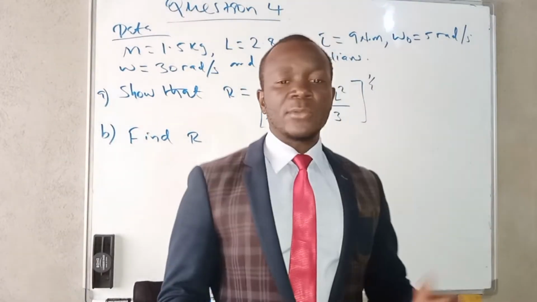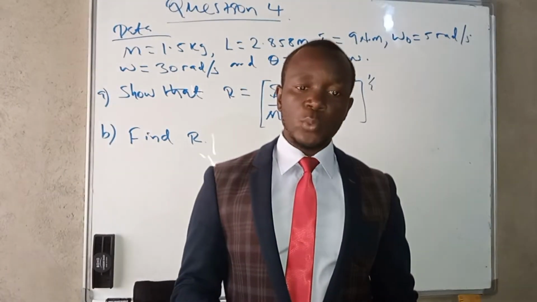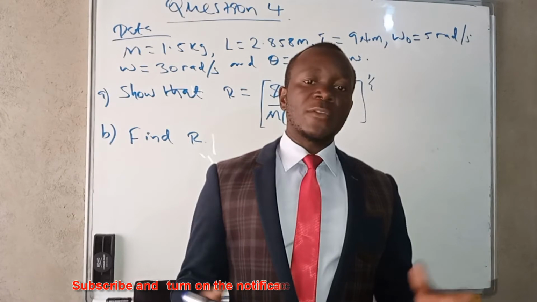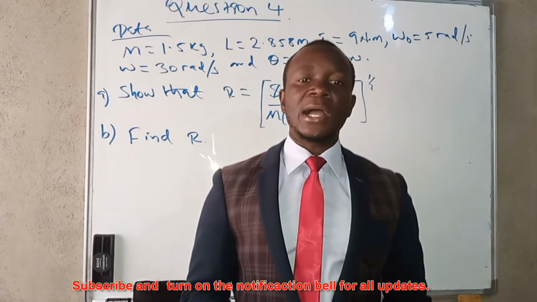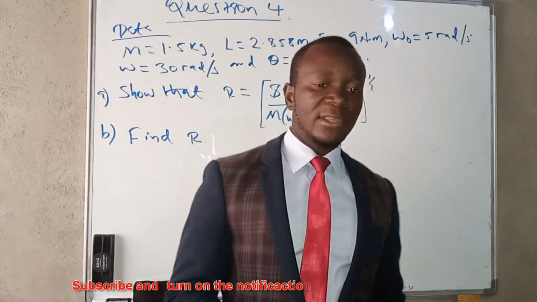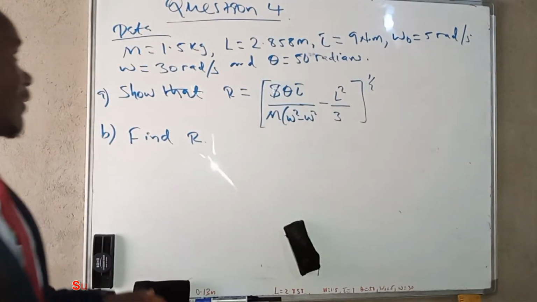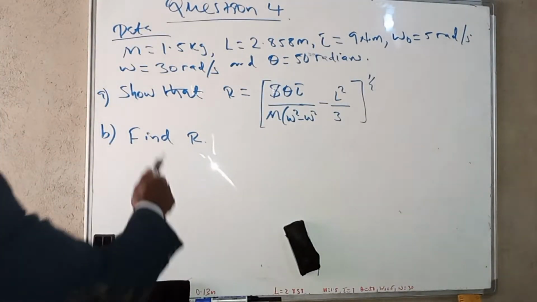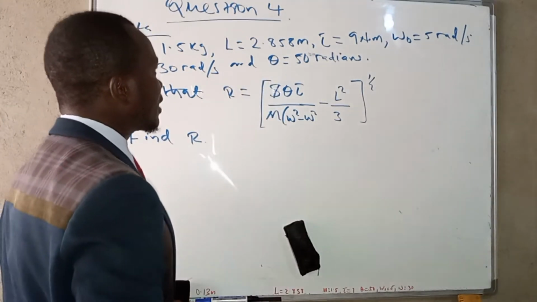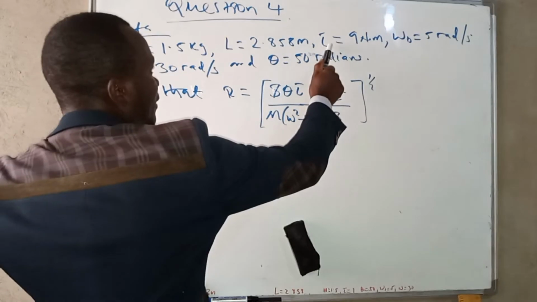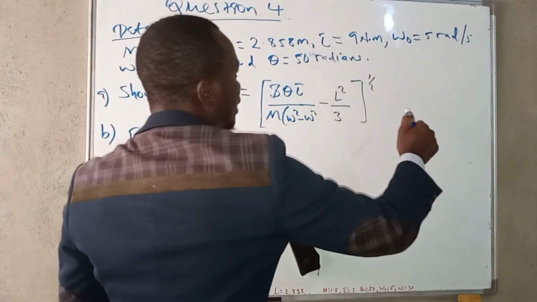We're going to solve question number 4 in tutorial number 7, where we've been given a cylindrical drum which is rotating about its axis and having this information. So the information that we have under this question is the mass is 1.5 kg, L, which is the length, is 2.858 meters. Then the torque, 9.8 newton meter.